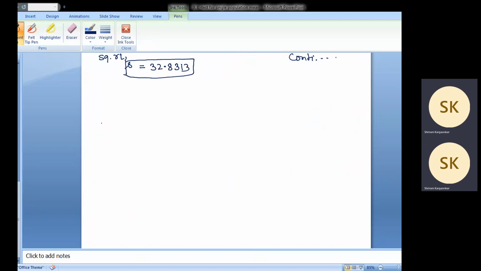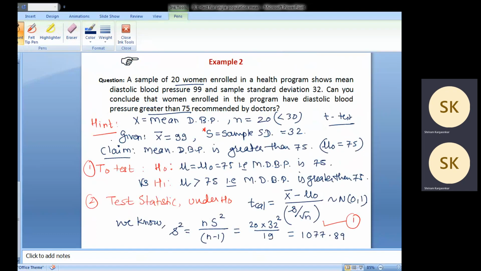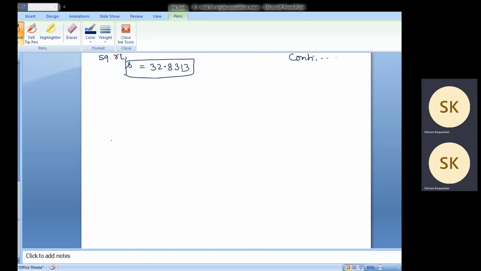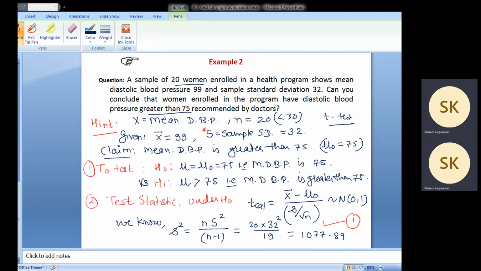This is a very important question. Every time it is not given the raw data. Sometimes you are given summarized data like this, and we have to find out. Okay, any query? Okay. So now put in the formula. Calculated value of t is equal to x bar. We need to check the values. What is given? X bar is given 99. Sample standard deviation is 32. Okay, so I have to remember this. Mu naught is 75.